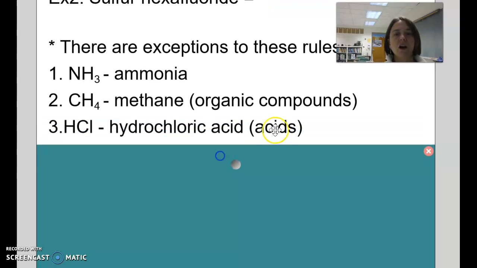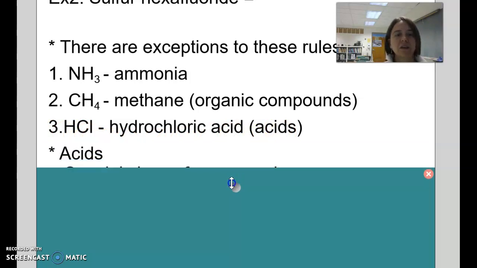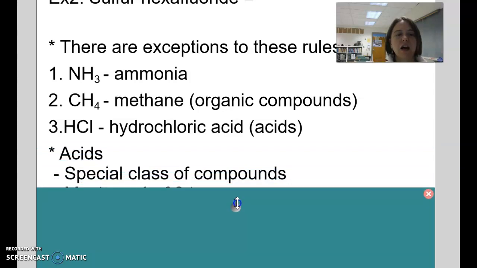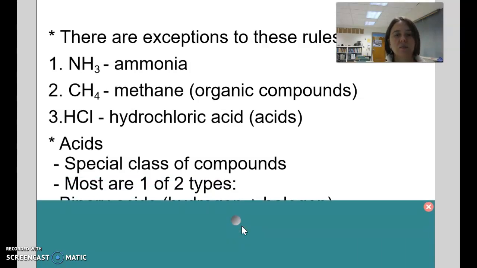And another one are your acids. So HCl is hydrochloric acid. We are going to get into our acids, so please write these down. Acids are a special class of compounds, and most acids are one of two types.